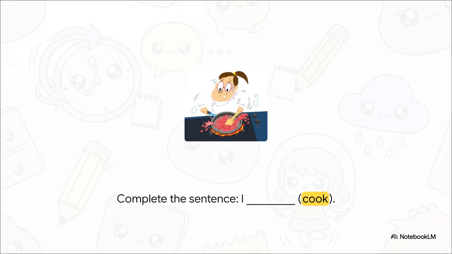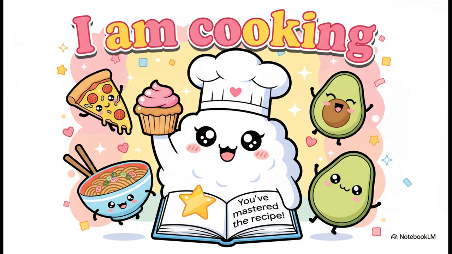All right, take a look at this picture. The sentence is I, followed by a blank, and the action word is cook. So take a moment, think about our 3-step recipe. What do you think the right answer is? And the answer is, I am cooking. If you got that right, that's fantastic. You started with the subject I, you added the correct helping verb am, and you changed cook to cooking. You have officially mastered the recipe.